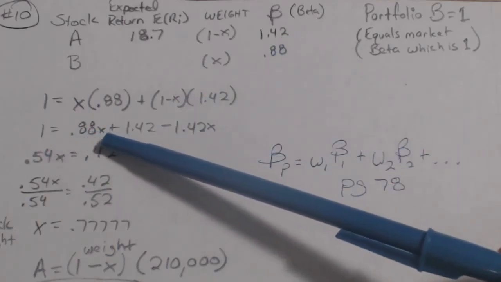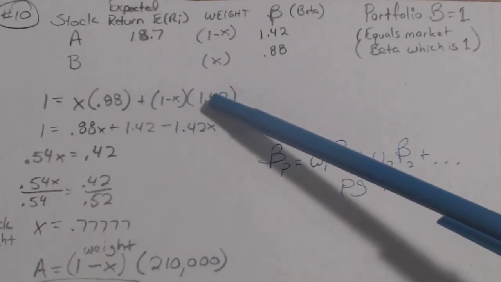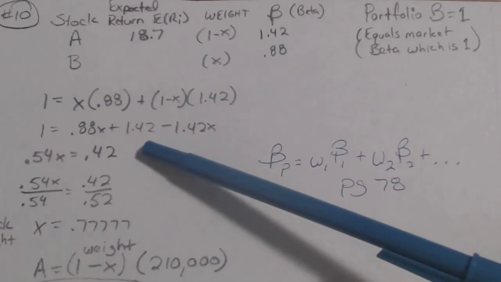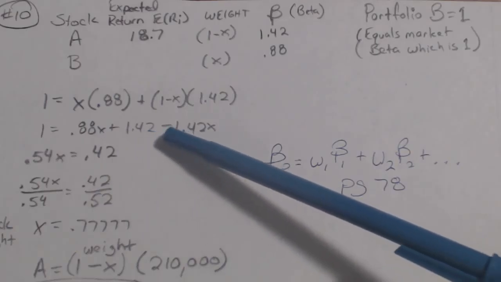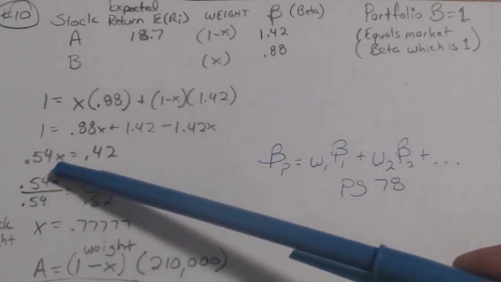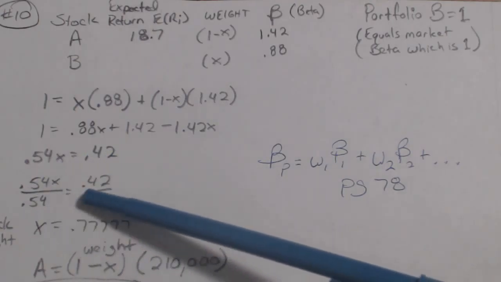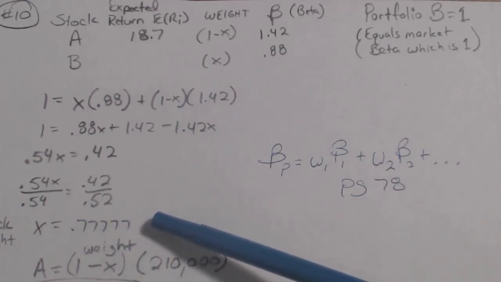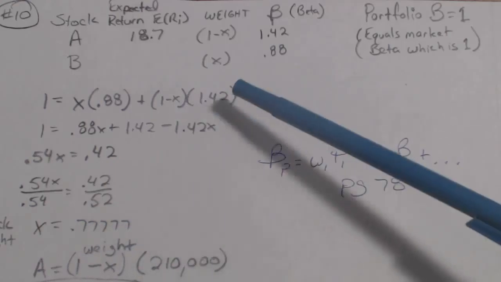So 1 equals 0.88x plus you have to multiply 1.42 times 1, and 1.42 times negative x. Make sure you make that negative, or you'll screw it up. You bring this over there and add these two together. You get 0.54x equals 0.42. You do a little math, and x equals 0.77777. But x is B.